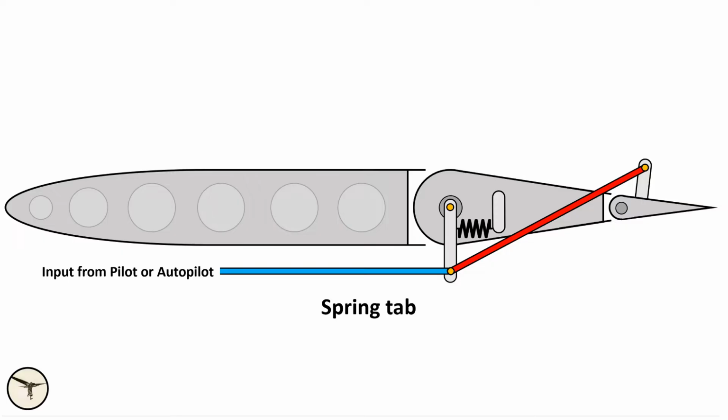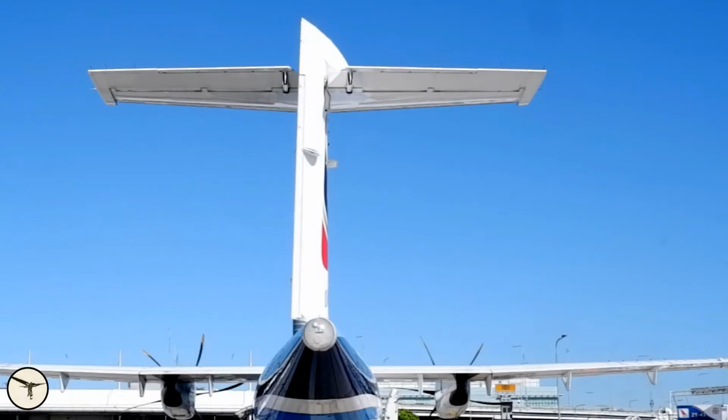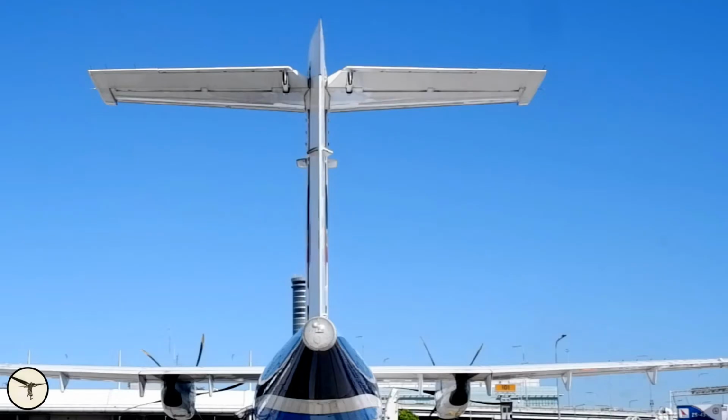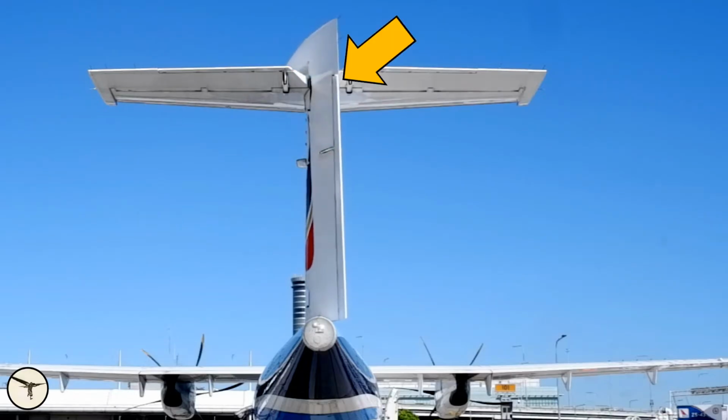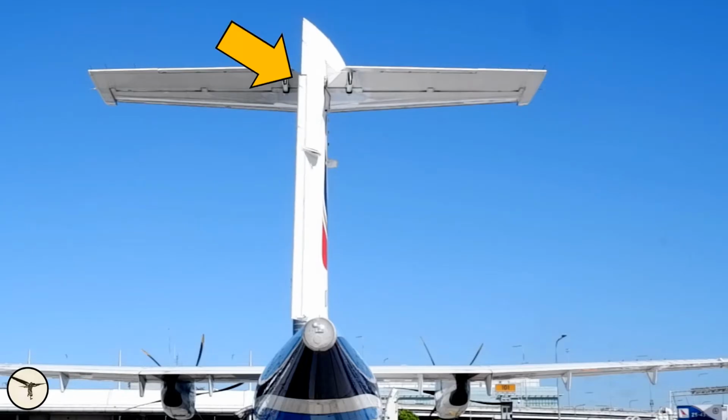This is a bit complicated, but I hope I got it right. When you apply maximum rudder at zero airspeed, the rudder will move to full deflection. Then the spring tab will move. This is what you see on this video. Notice the spring tab is moving when the rudder is at full deflection.